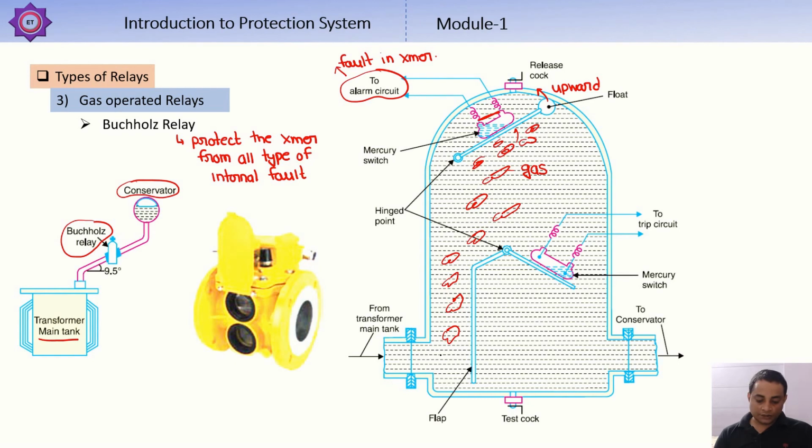If the severity of the fault is more, then oil tries to move towards the conservator, and the lower flap closes the mercury switch. This mercury switch activates the circuit breaker. As a result, the circuit breaker disconnects the transformer from the supply.